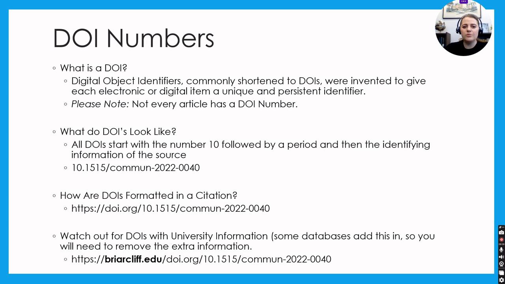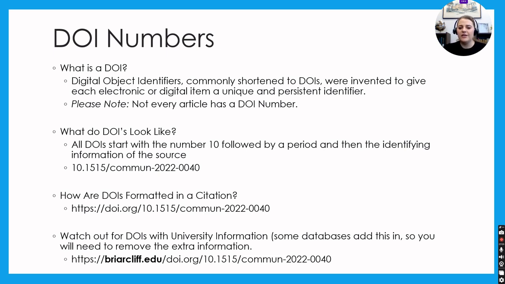So all DOIs will start with the number 10 followed by a period and then the identifying information of the source. So for example, it's 10.1515 backslash and then the article information. So it will give pieces of information about the journal it's in, the date it was published, the volume, issue, things like that is what that following number looks like. But it's always going to start with a 10, a period, and then information behind it.